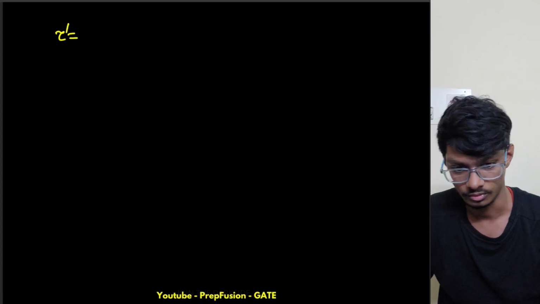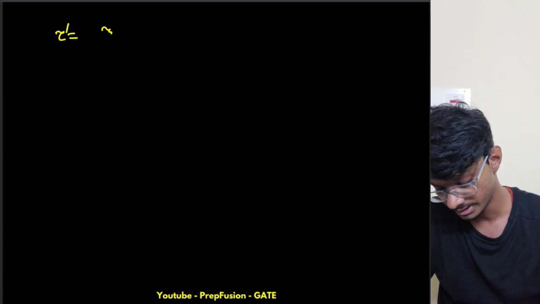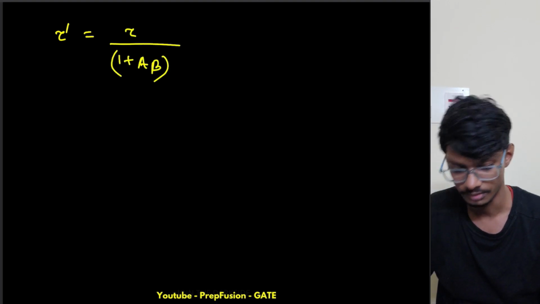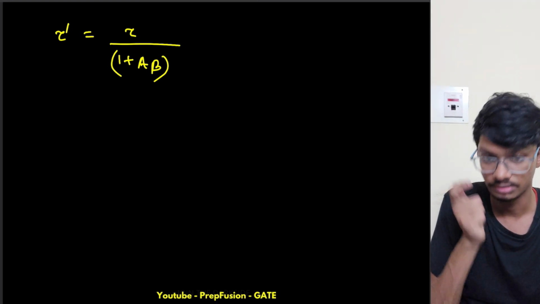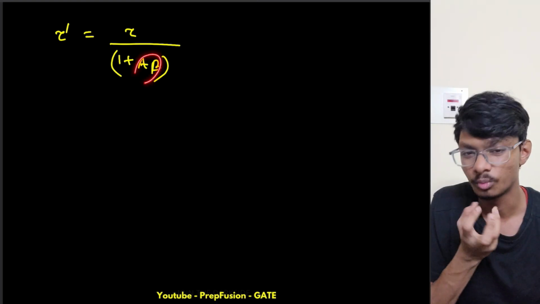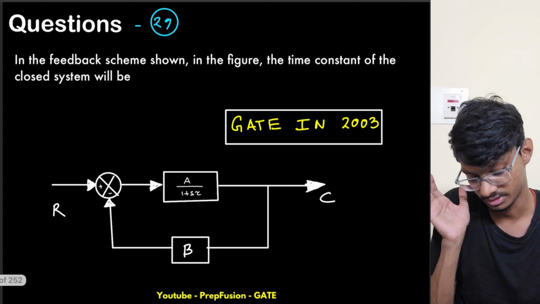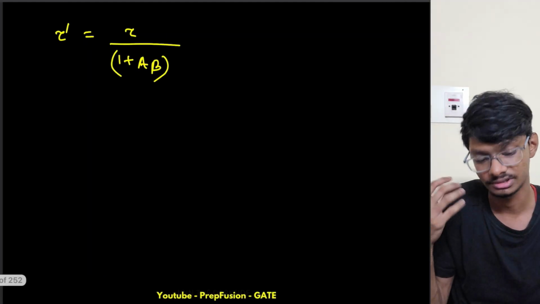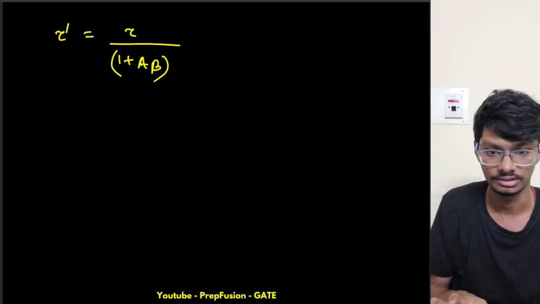What is the new time constant? The time constant of the closed system. So it is getting reduced. Because the time constant is getting reduced, the speed is getting increased. Okay, it is getting reduced by 1 plus a beta. This is like the open loop DC gain, whatever. If you see, the DC gain of this is a, this is beta, so a beta. So this is another analog electronics concept. So from there you can understand.